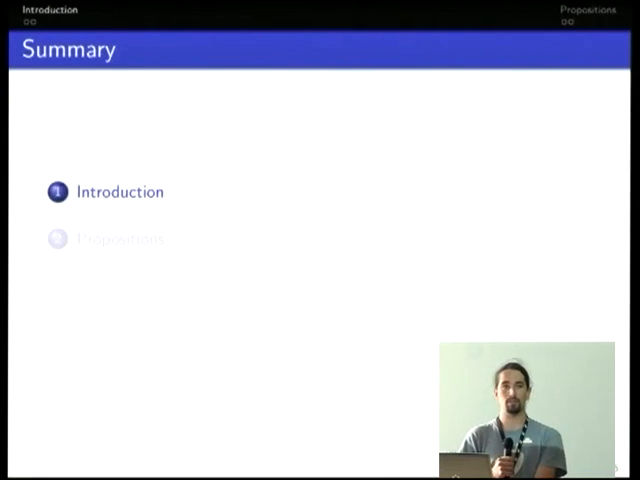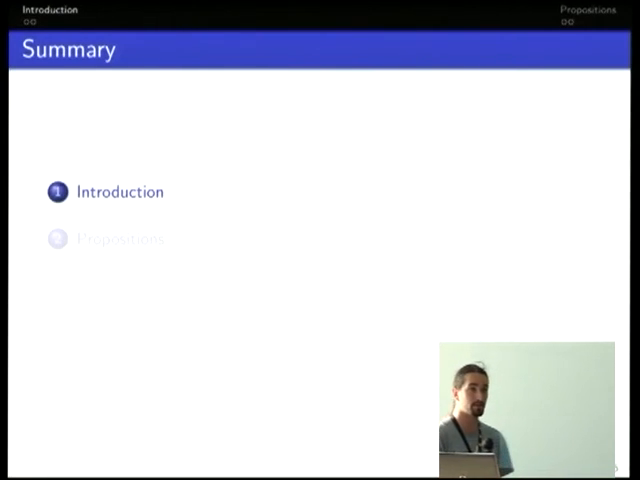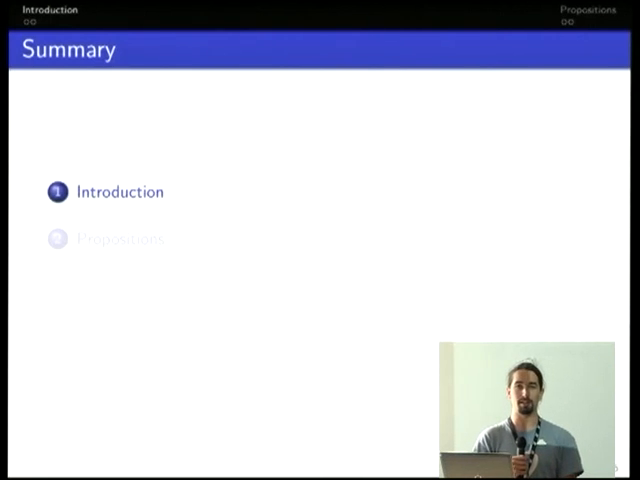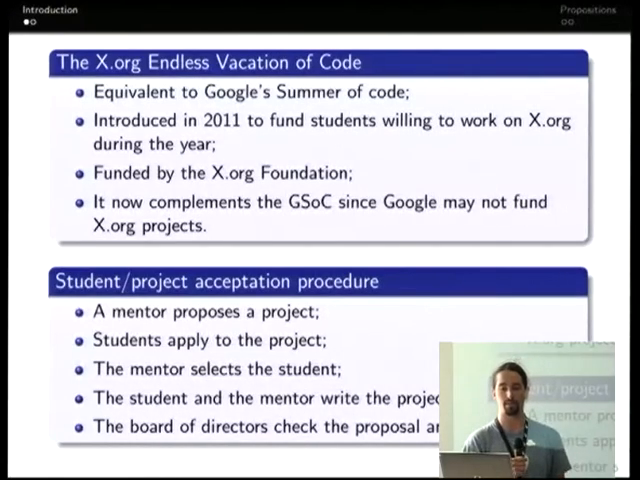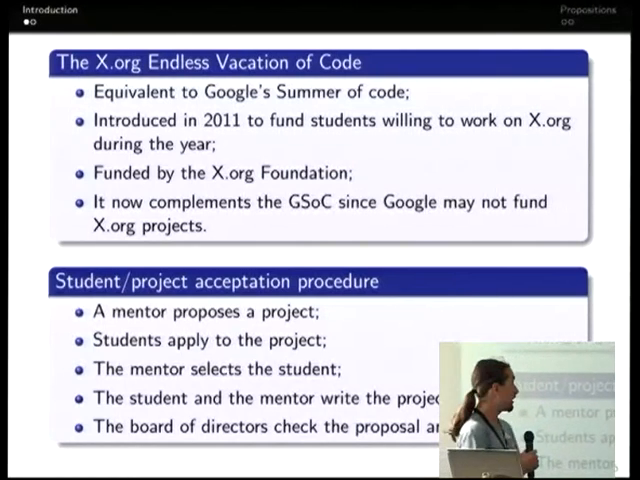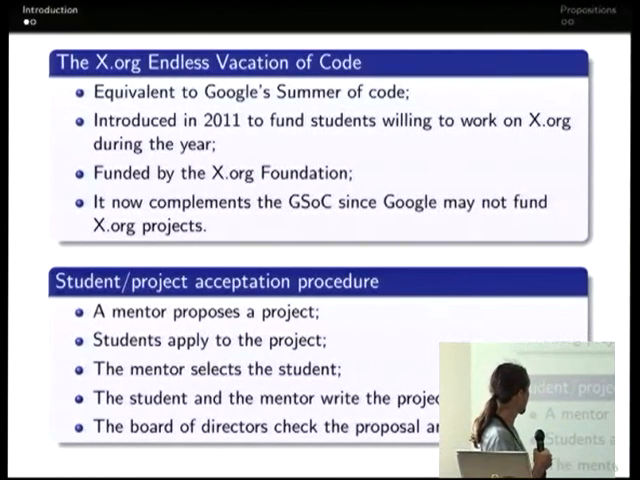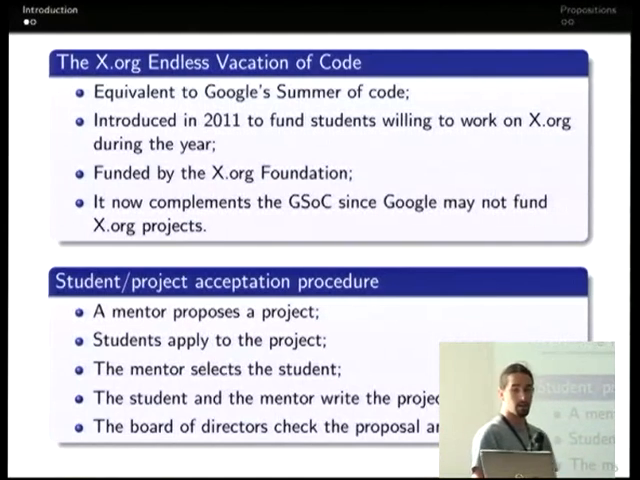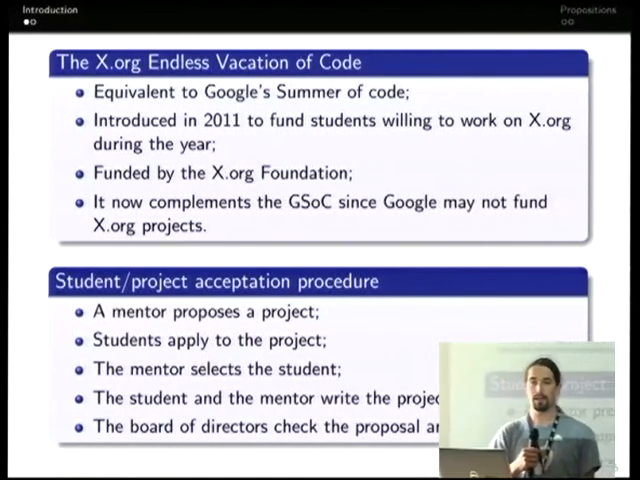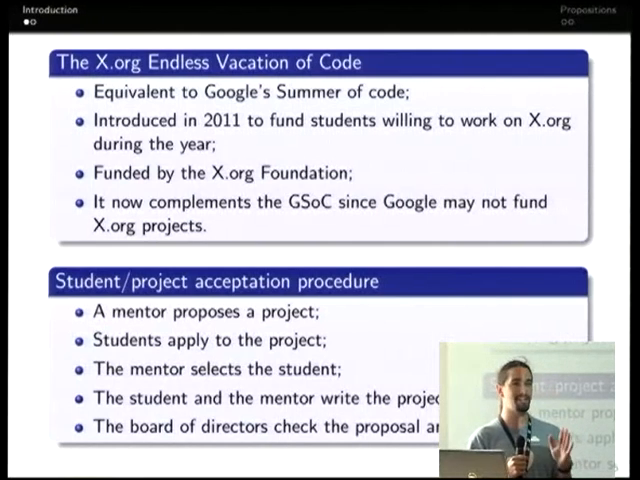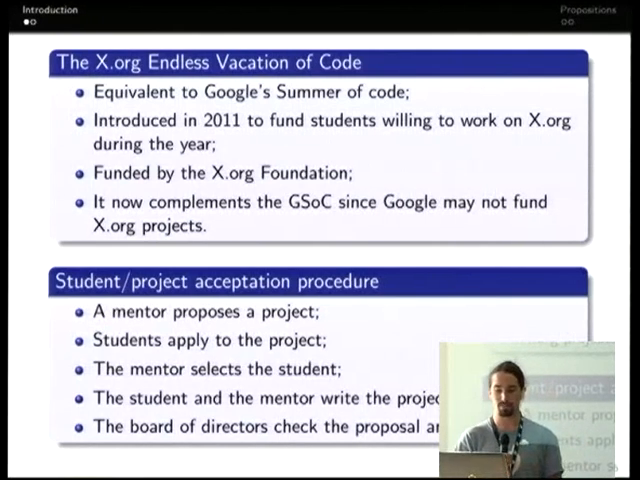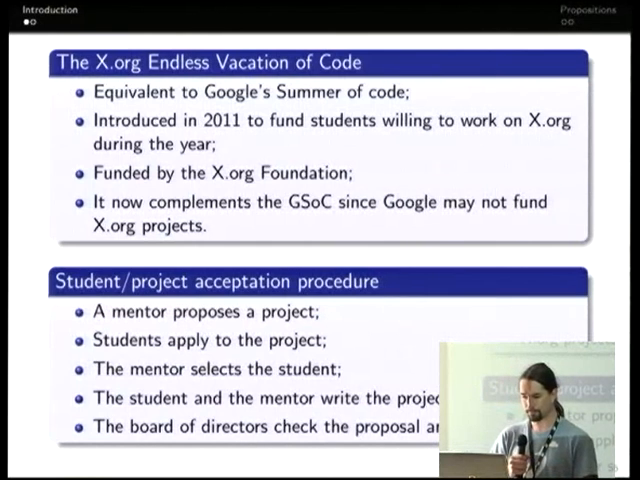So first of all, I'll just introduce the EVoC for all of you because, of course, not everyone is involved in this, so you may not know what is going on. So what is the EVoC? It stands for the XORG Endless Vacation of Code. It's the equivalent of Google's Summer of Code. It was introduced, I may be wrong, but I think in 2011.